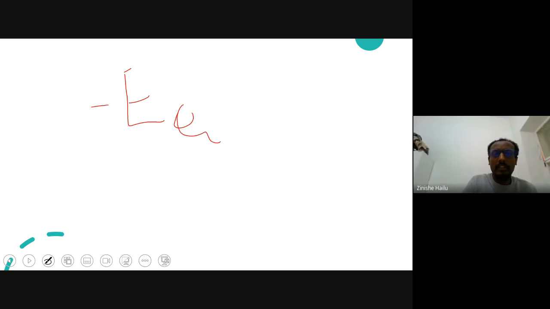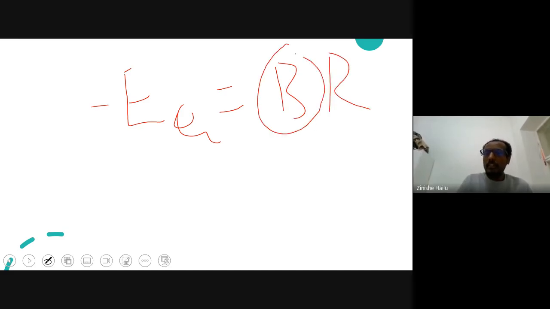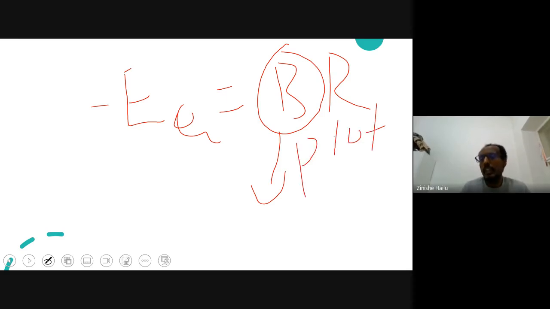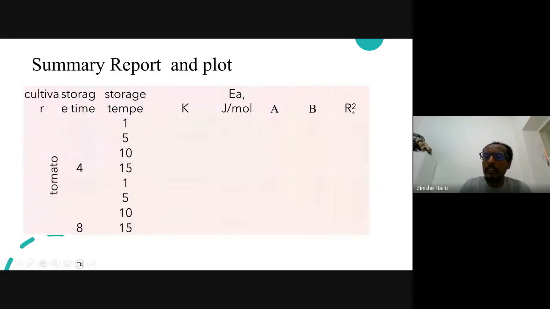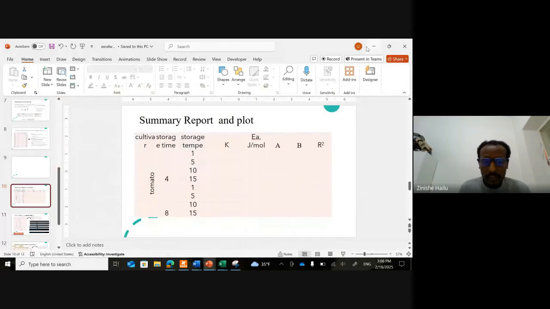Activation energy E is equal to B times R. So this is now we get from the slope from the plots. We get the plot slope value. So minus E is equal to minus something value. So this minus by minus is deleted. So we can get R, R is the constant. The gas constant is known, 8.314. So we can use that formula later also.